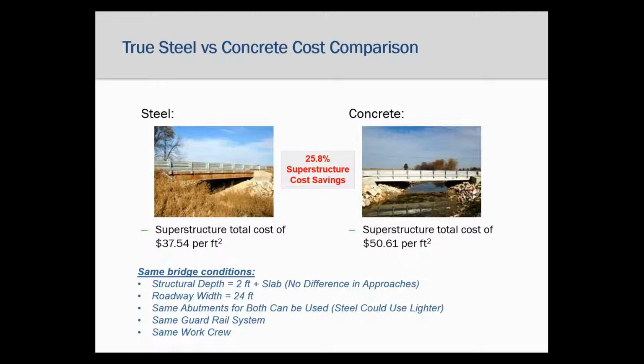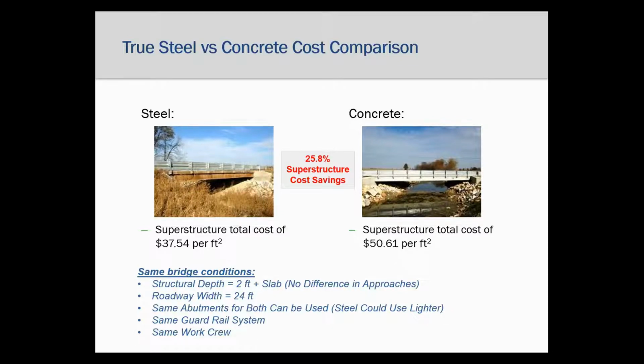This is for two almost identical bridges where they have the same structural depth, which means no difference in approach work, the same roadway width, the same guardrail system, the same abutments, and the same county crew built both bridges. So this demonstrates that steel is competitive with concrete, and the preconception that concrete is always less expensive is incorrect. Steel short-span bridges can, and many times will be, less expensive than a concrete option.